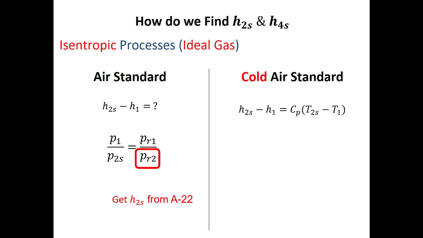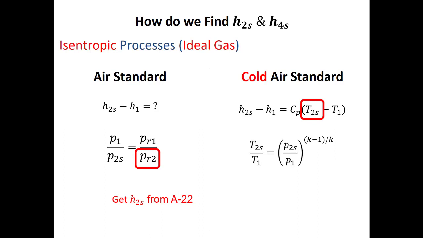In a cold air standard analysis, I'm never going to find the individual enthalpies. Instead, what I'm going to model delta h as is cp times delta T. Now, I know cp, or at least I could look it up in a textbook. I know T1, but I don't know T2s. So how do I get T2s?